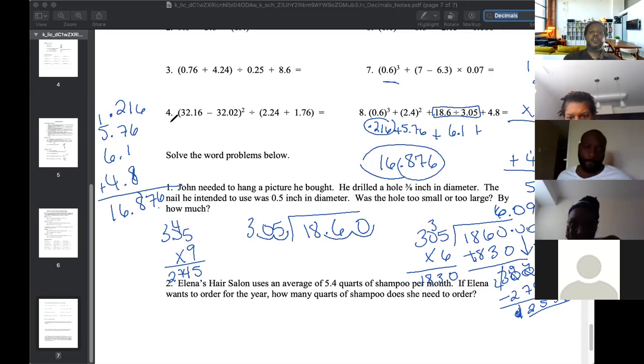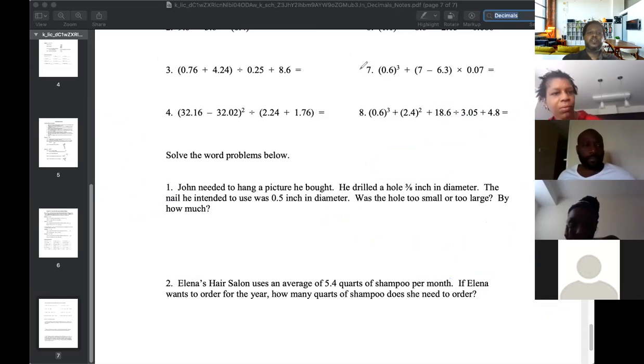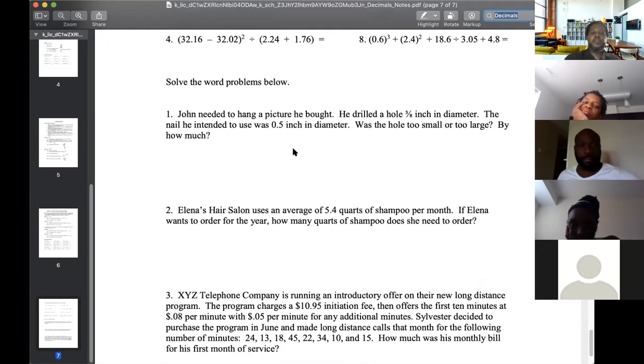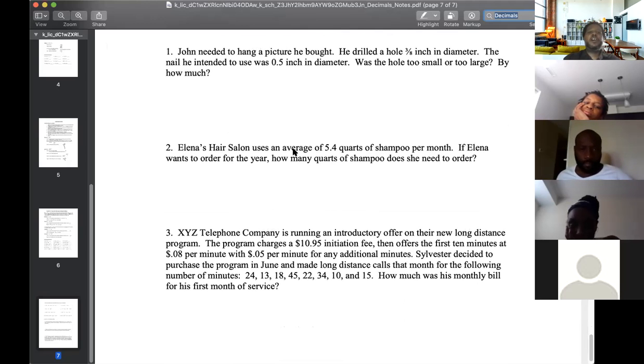So we're going to take a look at our word problems now. The problems, you guys have seen them before. They were on your pre-assessment. I think all of them were on your pre-assessment. So we have these word problems right here. It says, John needed to hang a picture he bought. He drilled a hole 3/8 inches in diameter. The nail he intended to use was 0.5 inches in diameter. Was the hole too small or too large, and by how much?